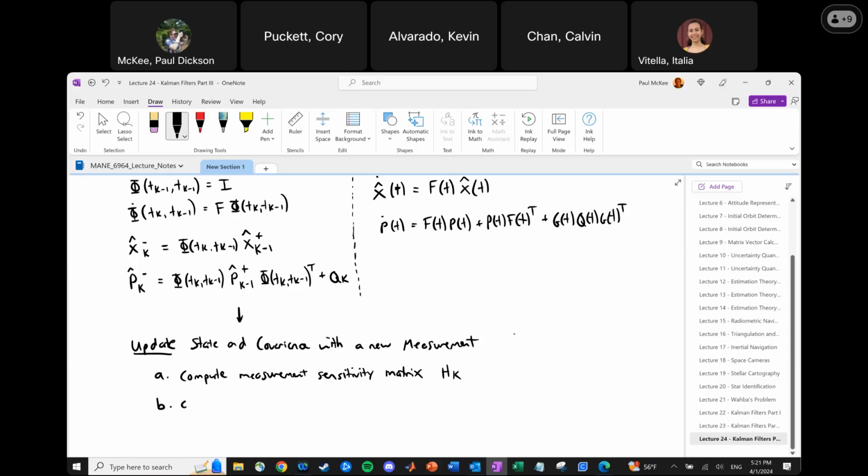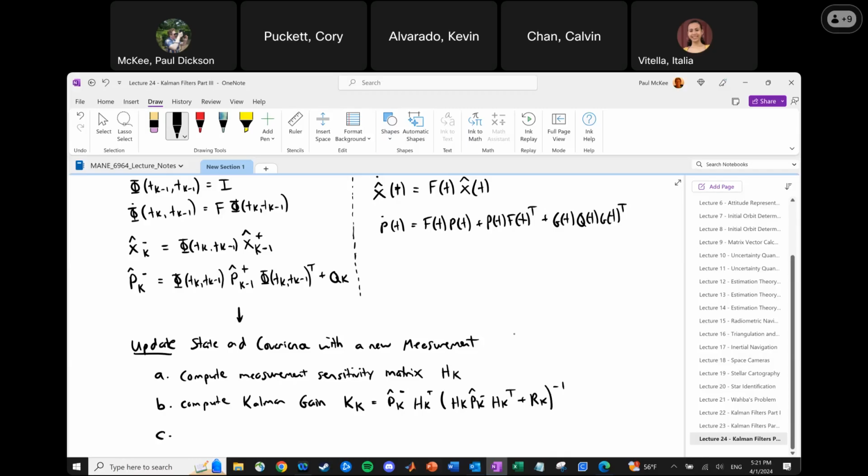Then we compute the Kalman gain, which is going to look like this. K sub k is equal to Pk minus Hk transpose, times Hk Pk minus Hk transpose plus Rk, inverse. And that's not news. We already know this. This is our equation to get the Kalman gain.